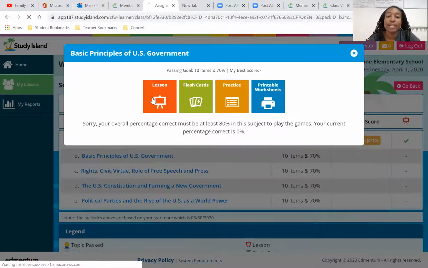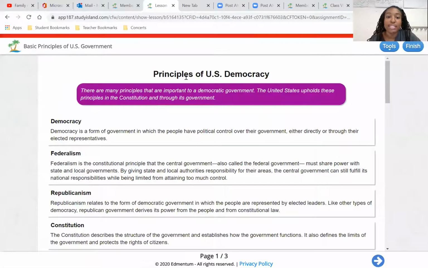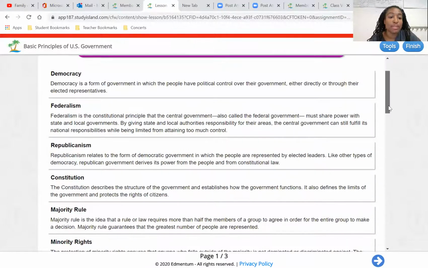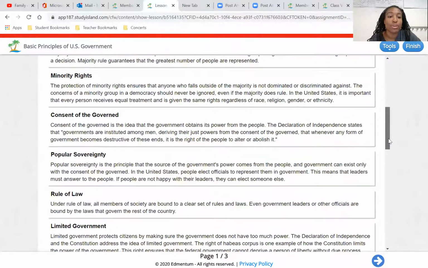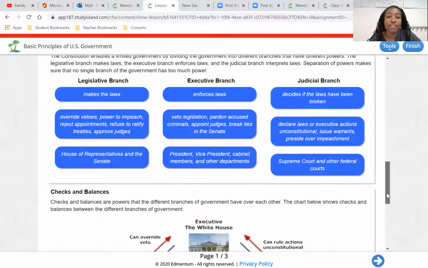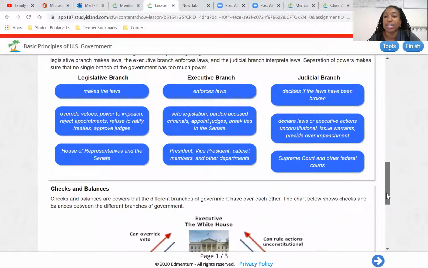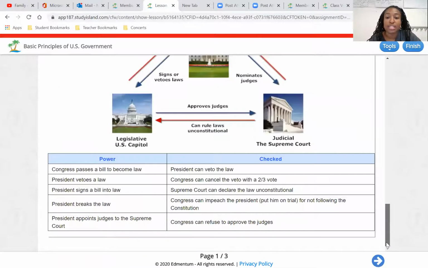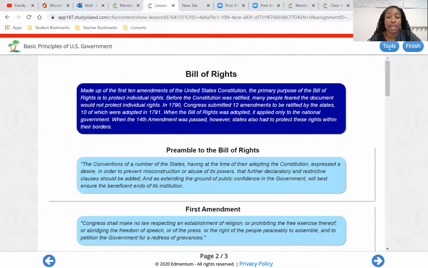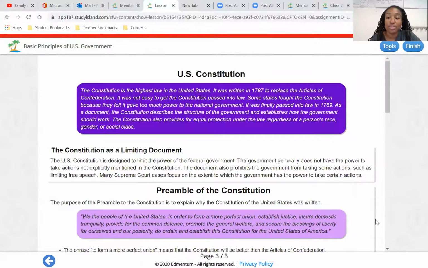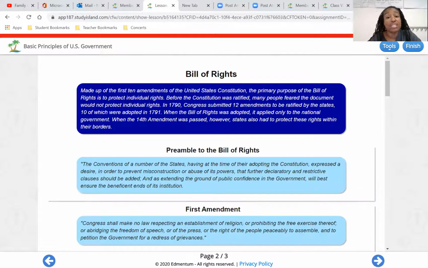That means you go right here, click on lesson, and it tells you principles of U.S. democracy. Democracy, federalism, republicanism, constitution, majority rule, minority rights, consent of the governed. All of this information, and it has a diagram of the legislative, executive, and judicial branch. Checks and balances. It gives you all that information, and there's another page and another page about the U.S. Constitution and the preamble. These things are really important. Yeah, you need to go over this, especially in this day and age.